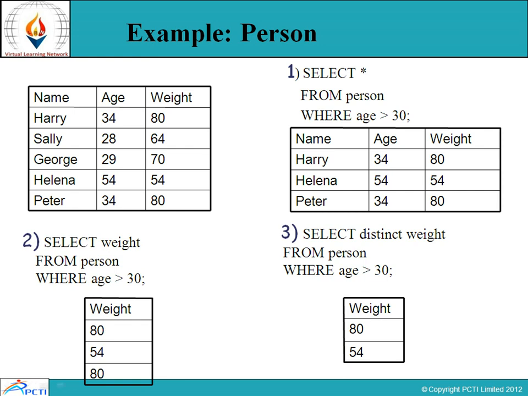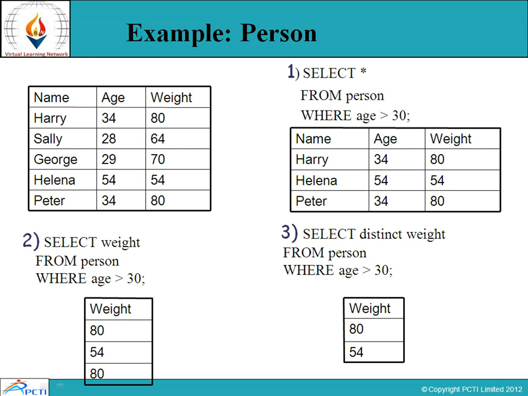The age column is this. It will remove 28 and 29. So it will extract the table data where the age is 34 and 54. The next query is select weight from person where age is greater than 30. It basically shows the weight, but the condition is applied on the age. Similarly, you are able to see here only the particular column of weight.